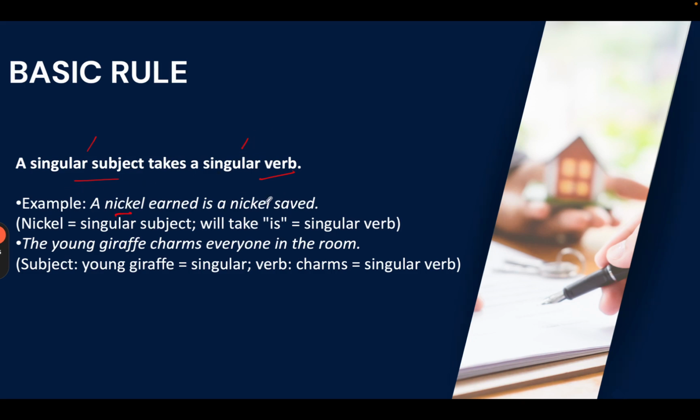A nickel earned is a nickel saved. So this is the subject, this is the verb. Because this is singular in form, we have used a singular form verb, that is, "is." Let's look at the next sentence. The young giraffe charms everyone in the room. So what are we talking about? We are talking about one giraffe. Now that's singular. So the verb that is being used for this singular subject is also singular, that is, "charms."